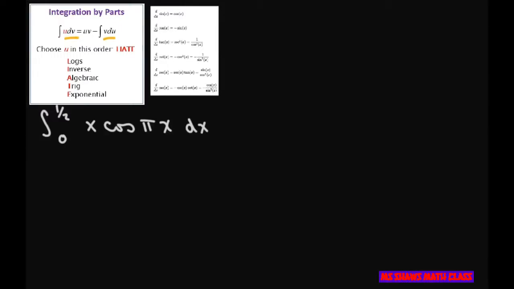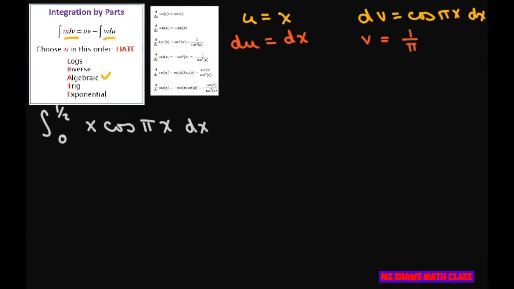So let's set up our u and dv. We'll let our u equal x, because that's algebraic, and then our dv is going to equal cosine everything else, which is cosine pi x dx. Therefore, the derivative of u equals derivative of x, and the antiderivative of cosine pi x is going to be 1 divided by pi sine pi x. So we're going to use our formula.